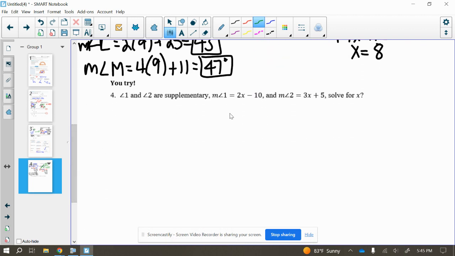Last but not least, you try this last one on your own, similar to this example up here. This time, though, you are just solving for x.